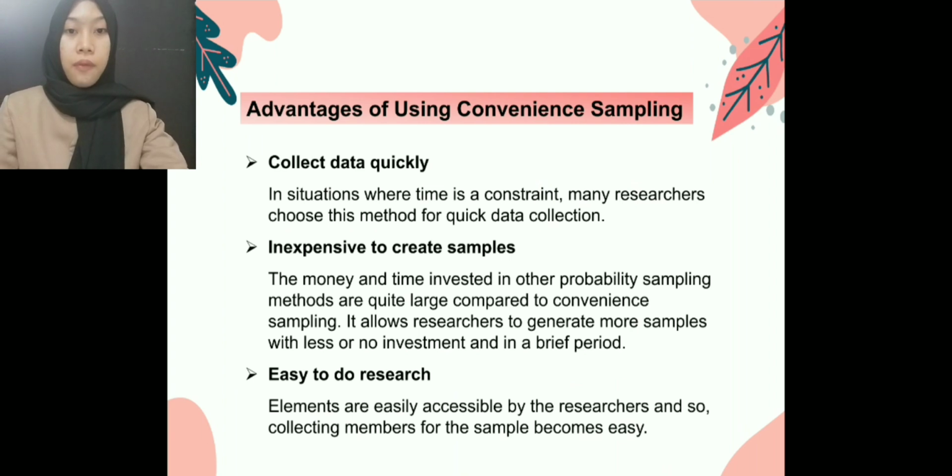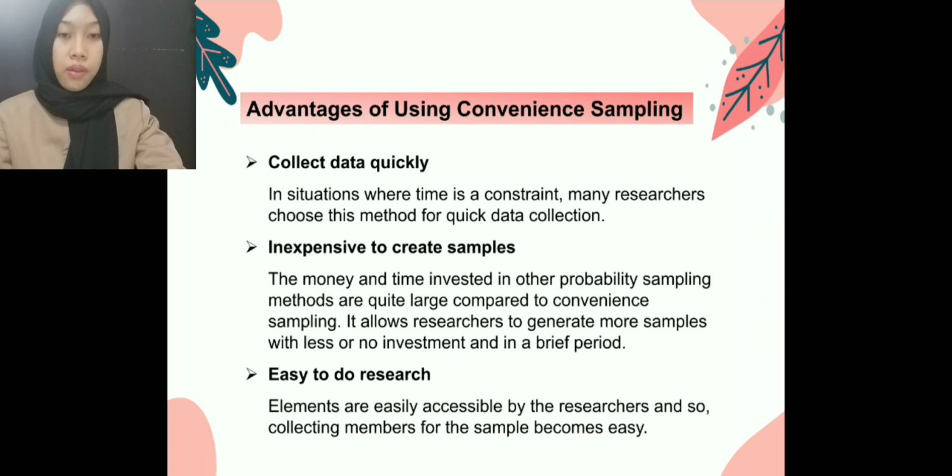Next are the advantages of using convenience sampling. First, collect data quickly. In situations where time is constrained, many researchers choose this method for quick data collection. The rules to gather elements for the sample are less complicated in comparison to techniques such as simple random sampling, stratified sampling, and systematic sampling. Due to this simplicity, data collection takes minimal time.